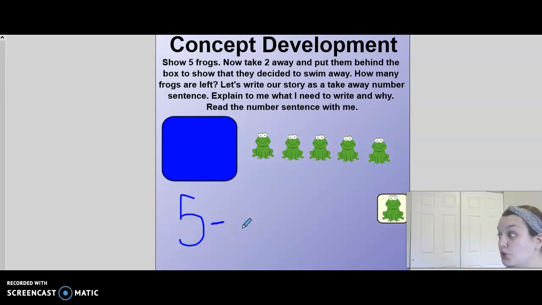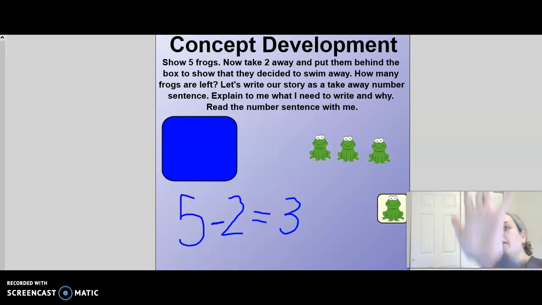Now we take 2 away because they decided to go swimming and they swam far away. So 1, 2. How many did we take away? How many went swimming? 2. Very good. And then we have equals. So 5 minus 2 equals 1, 2, 3. And let's check our work on our fingers. 5 minus 1, 2 equals 1, 2, 3.